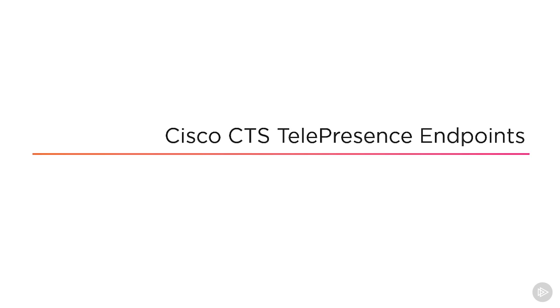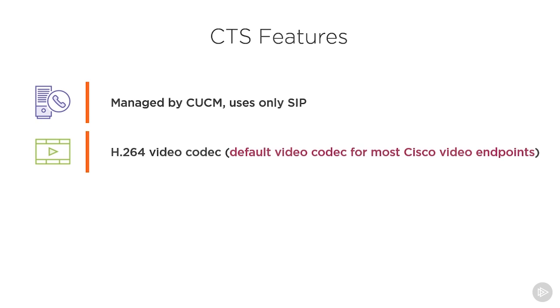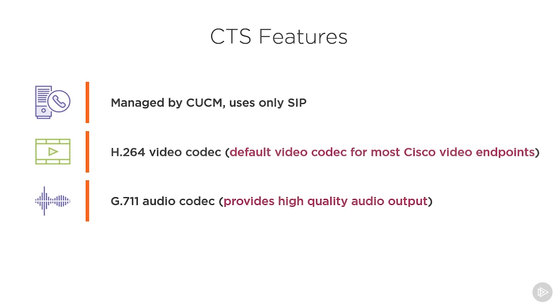Next up, we've got the Cisco CTS TelePresence endpoints. These register to Unified Communication Manager. They use SIP. Another characteristic is that they use the H.264 video codec. This is the default codec that most Cisco TelePresence video endpoints use. They use the G711 audio codec, which provides high-quality audio output. And they also use the OBTP, which is one button to push. So we can just click, start the TelePresence video session, and off we go.